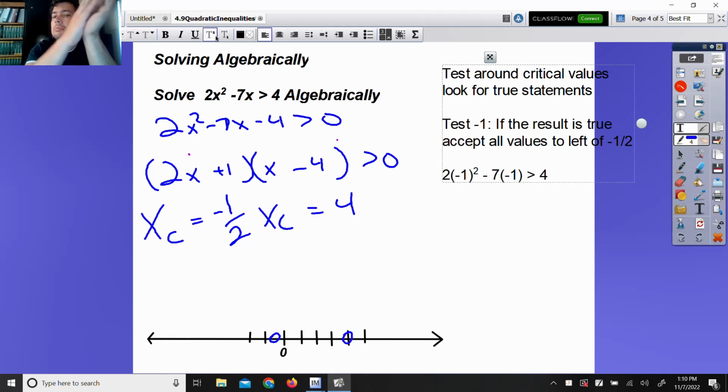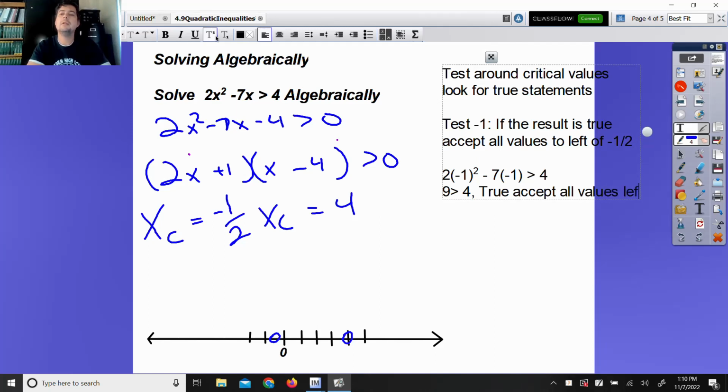Of course it's true. You get 9, don't you? So 9 is greater than 4. This is true, except all values left of negative 1/2.